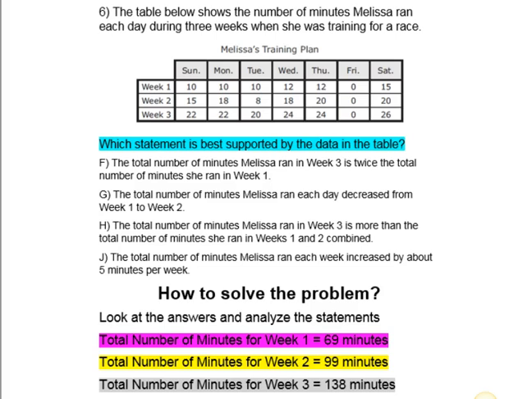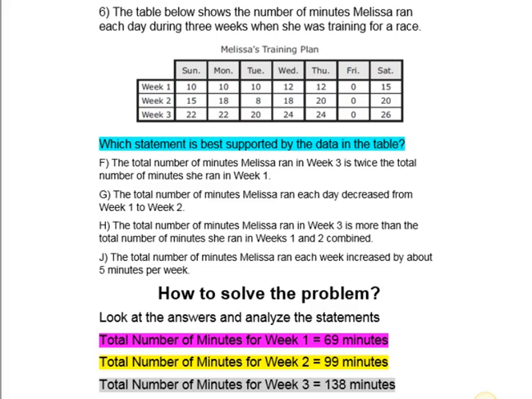What information can help us solve the problem? We need to look at the answer choices and also analyze the statements to see which one can best support the information in the table. Let's look again. F, the total number of minutes Melissa ran in week 3 is twice the number of minutes she ran in week 1. So let's look at that to see if that's correct.